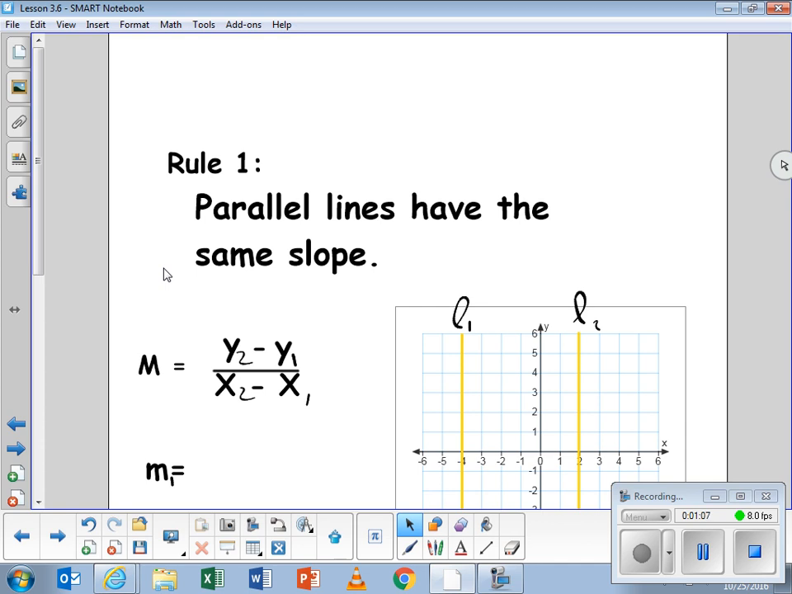And then they have a little disclaimer in the book that talks about vertical lines, because vertical lines don't have a slope. Vertical lines are parallel. Okay? So the little disclaimer they give us is vertical lines are parallel.